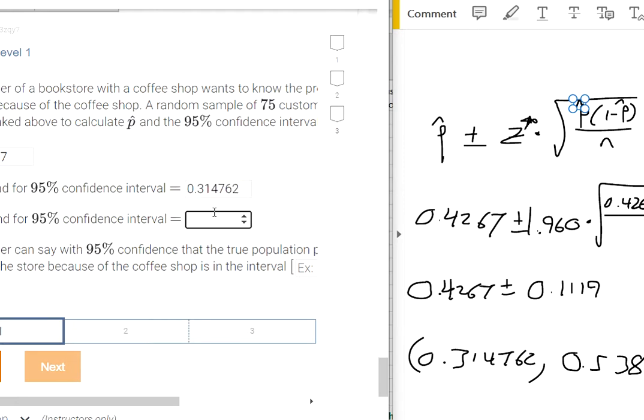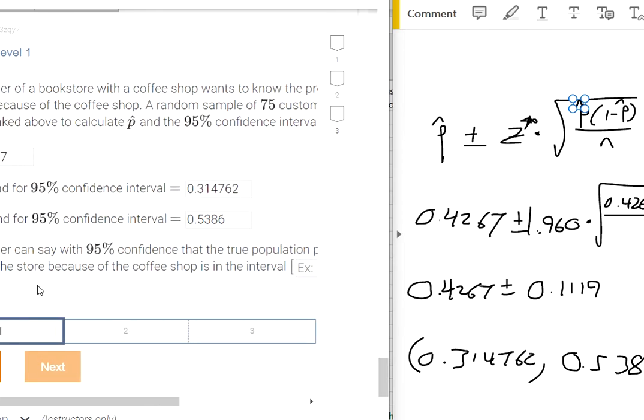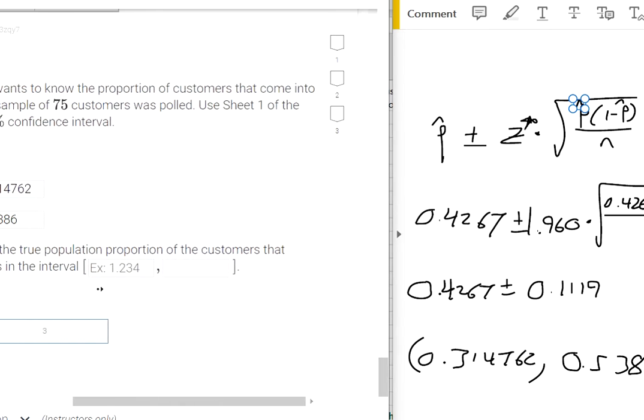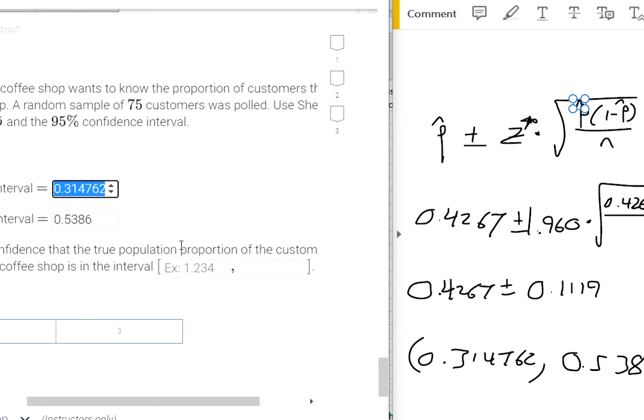0.314762, and then 0.5386. I didn't say how many decimals. So the manager can say with 95% confidence that the true population proportion is between these two numbers. This is just the same two numbers up here.